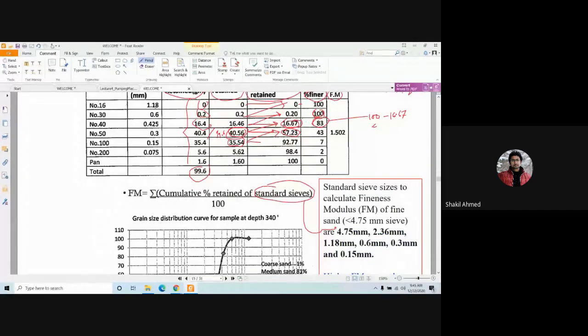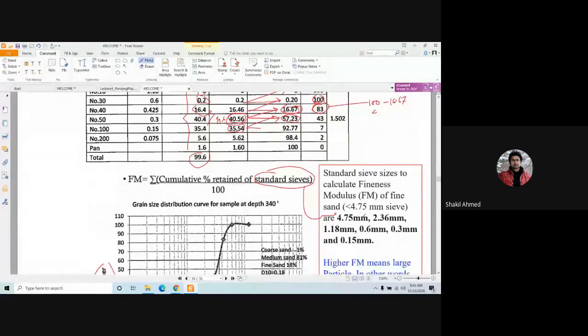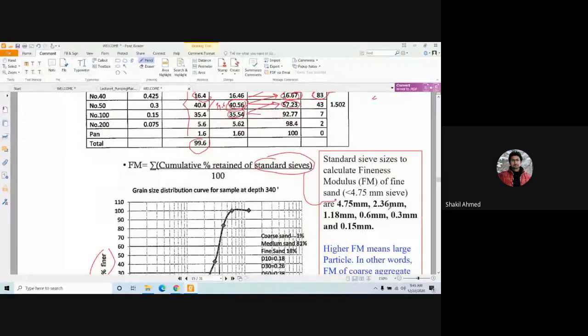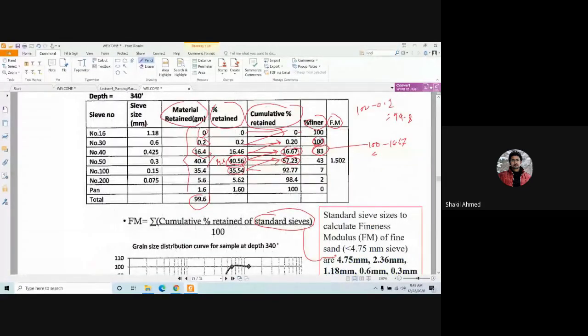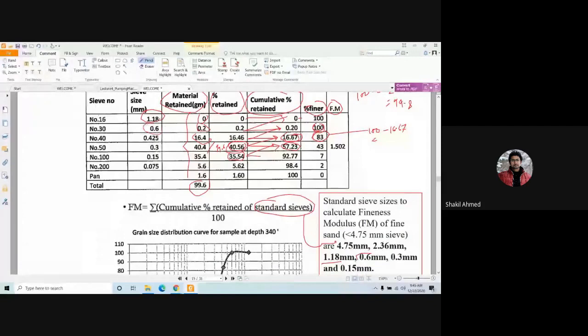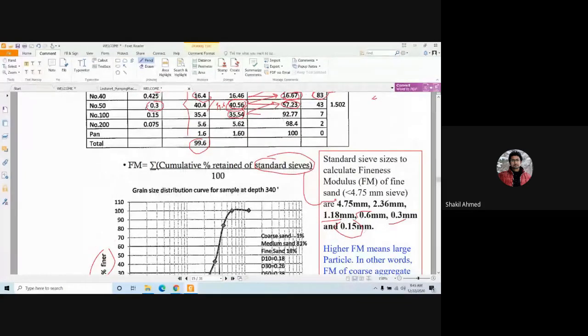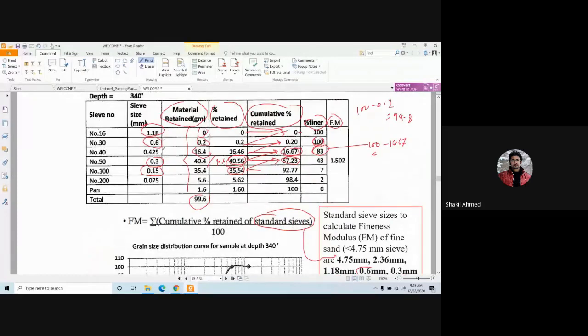4.75, we don't have that. 1.18. Before 1.18, we are supposed to have 4.75, we don't have that here, so that's okay. 2.36, we don't have that. 1.18 millimeter, yes, we have that. 0.6, yes, we have that. 0.3, not 0.425, and 0.15. So these standard sieves you need to consider for cumulative percent retained.